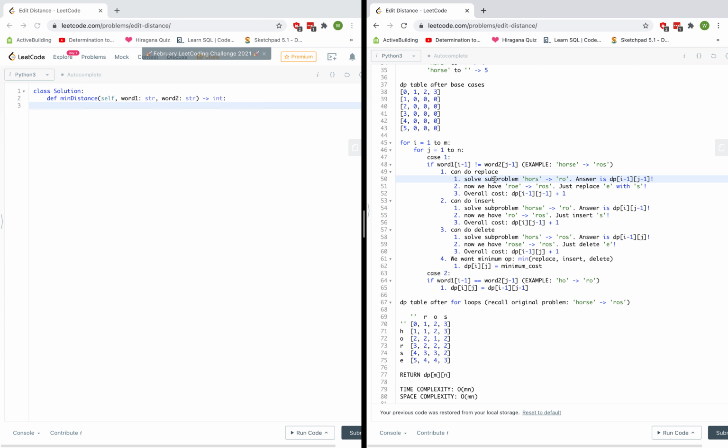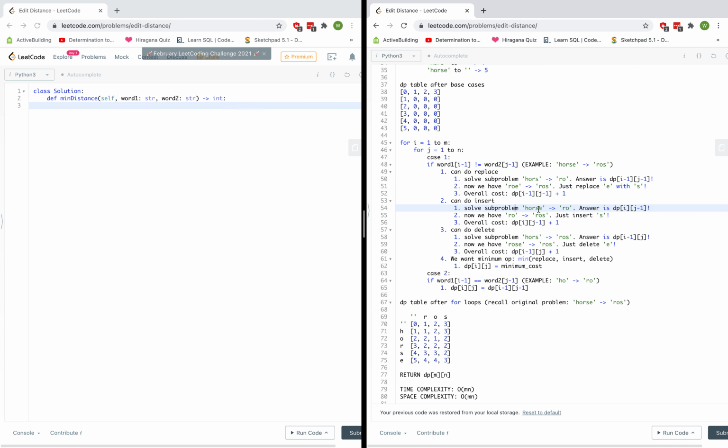So let's see what happens when we do a replace operation. Step 1 is first to solve the subproblem hors to ro. And the answer to that is just dp[i-1][j-1]. Then in step 2, we have ro to ros. Now it's just as simple as replacing E with S, and you've solved the problem. The overall cost here is dp[i-1][j-1] from step 1, plus 1 from the replacement operation you did in step 2.